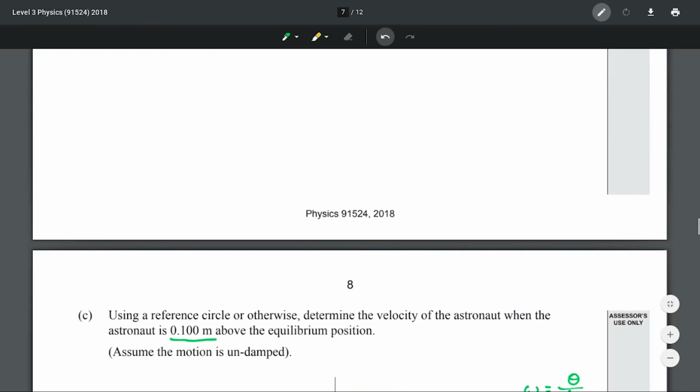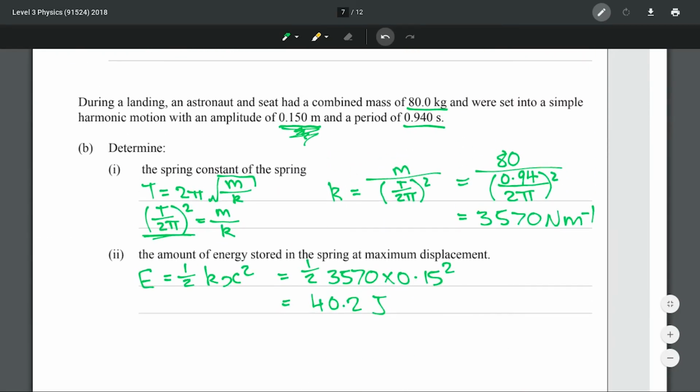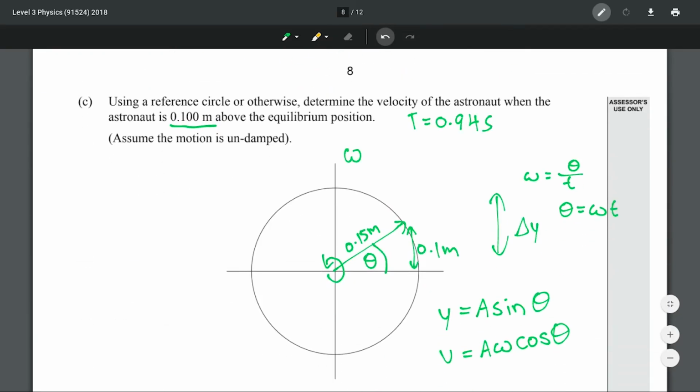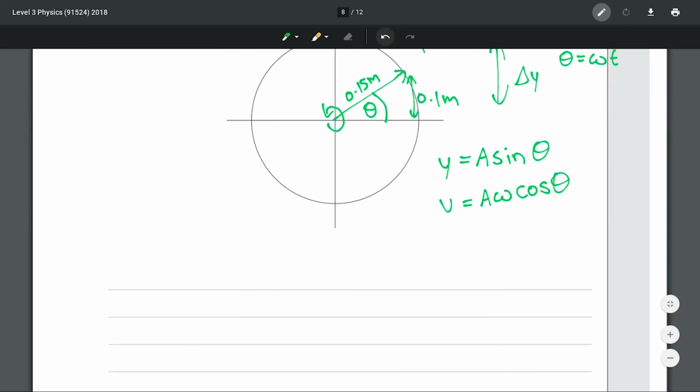Now, as for our omega, we can find it knowing that our period is 0.94 seconds. Since we know that our omega is 2 pi f, which is given on your formula sheet, we know that f is equal to 1 over T, which means this is also 2 pi divided by T. If we put our number in, I get 6.68 radians per second. So that's our all-important angular velocity. So, knowing that we now have our angular velocity, we know our amplitude, we just need to find our angle, which will let us calculate our velocity.